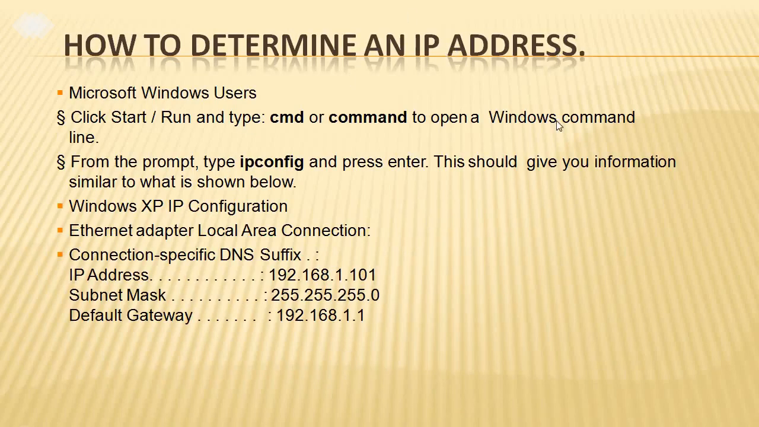How to determine an IP address? With the help of these commands on Microsoft Windows, you can click Start, Run and type cmd to open a command line window. From the prompt, type ipconfig and press enter. Then what will you see? The Windows XP IP configuration will show the IP address, subnet mask address and default gateway. When you give the command ipconfig and press enter, local area connections should be shown, which show the IP address, subnet mask and their default gateways.